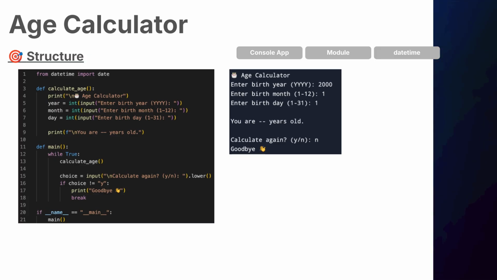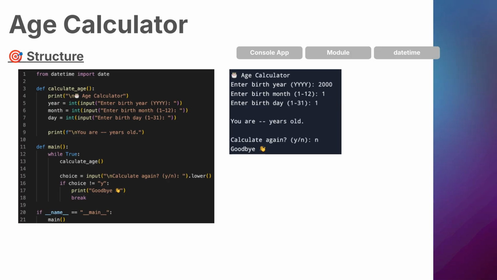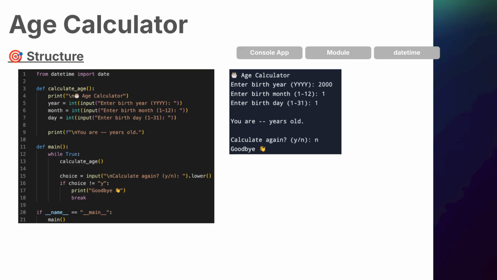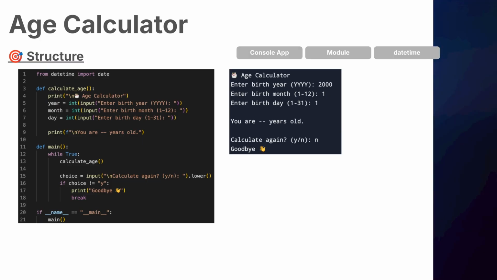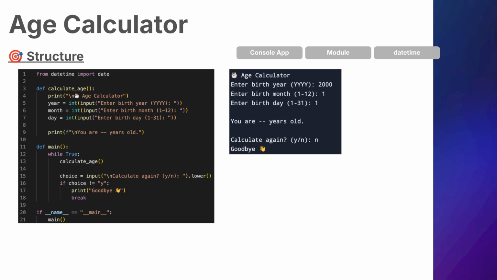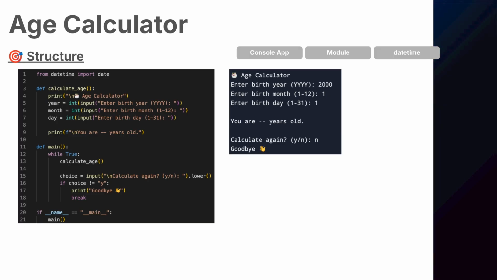After each calculation, the user is asked whether they want to continue or exit. If they choose to stop, the loop ends and the program finishes cleanly. Finally, at the bottom, there is a small entry check that tells Python where the program should start running. This ensures the main control logic runs only when this file is executed directly. This structure is simple but very powerful. It separates responsibilities clearly, keeps the code readable, and helps you build good habits for larger programs later on.